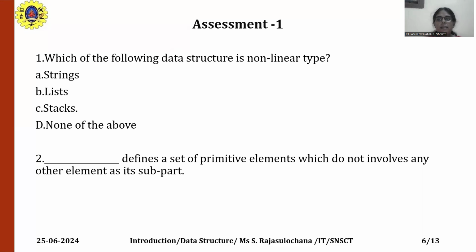List is classified into two types: one is non-linear, the other is linear type. Under linear type we have stack and queue, and under non-linear type we have graph and trees. Neither of these two options, graph and trees, is present here. So the answer is none of the above.